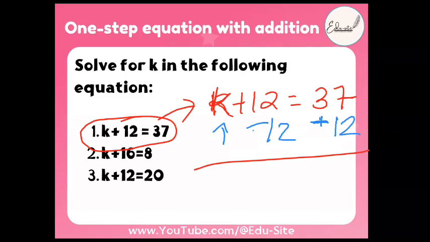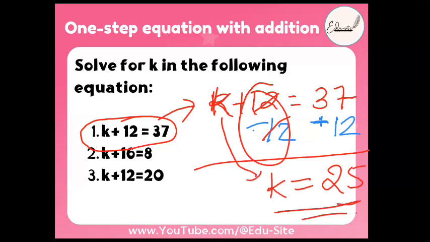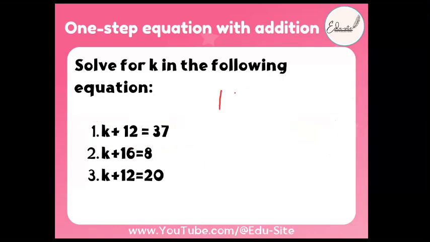Then what? 12 minus 12 gives you 0, and 37 minus 12 gives you 25. You will write it in this way. This is equal to, there's nothing here, so leave this place as it is. K should be dragged down, so it is k is equal to 25. Right, Maisha? Excellent. So I'll give you another problem. K plus 12 is equal to 20.